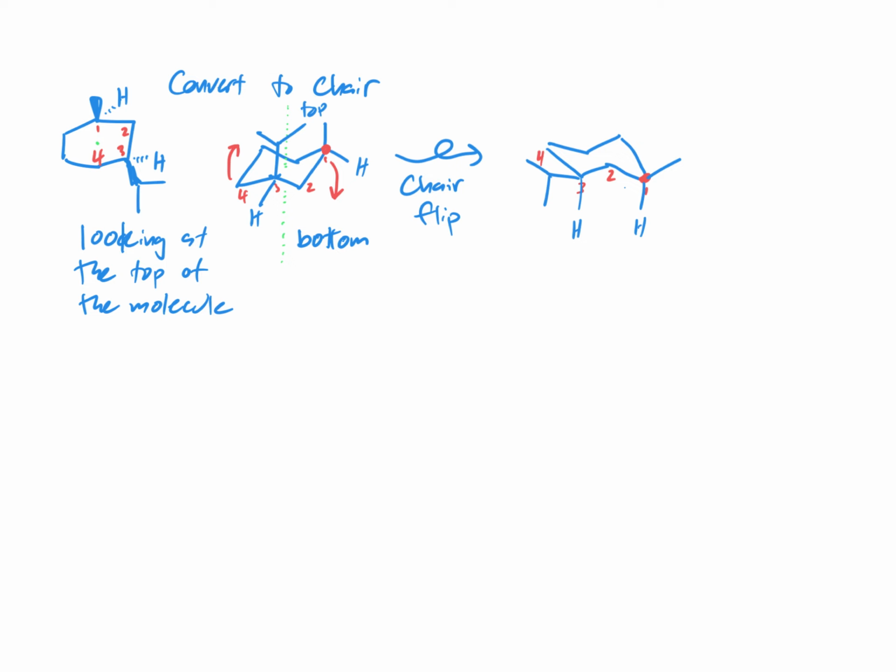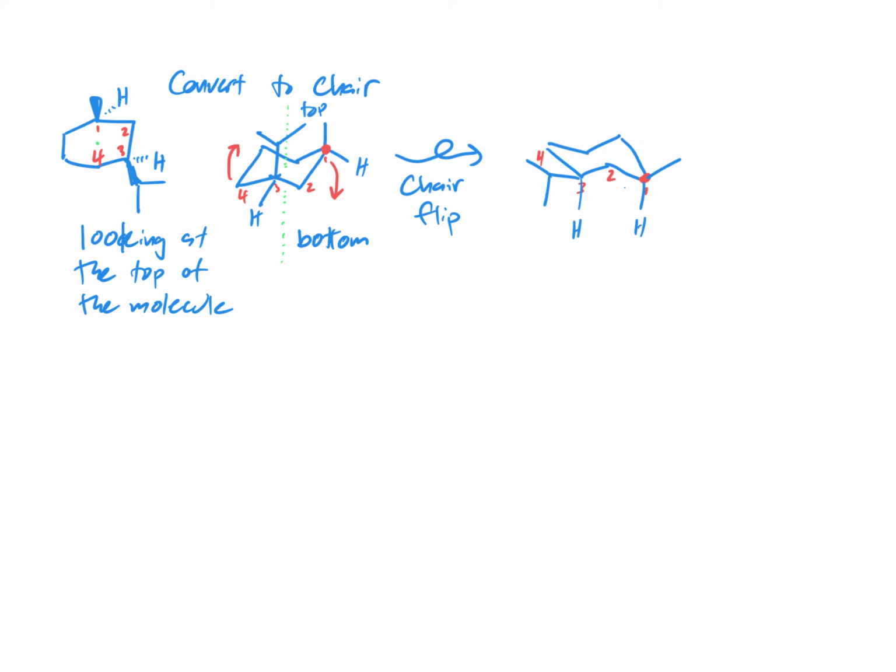And so this would be the chair flip. And we can see that anything that was axial became equatorial. Anything that was equatorial became axial. But the isopropyl was up in our original planar drawing. It was up axial in our first drawing. It is up equatorial in our second drawing.